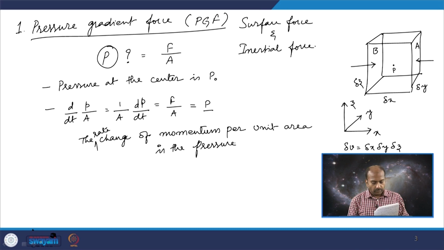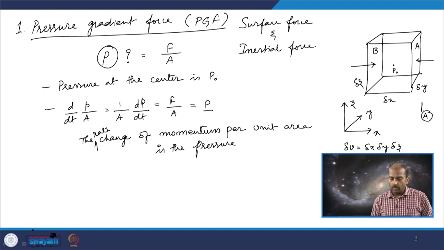Okay. So, let us say the pressure at the center is indicated as P naught, right. Now, how do you calculate the pressure at a certain point? If you know the pressure at the center of the air parcel as P naught, how can you calculate the pressure at a subsequent point? Let us say I want to calculate the pressure at the point A. How do you do that?